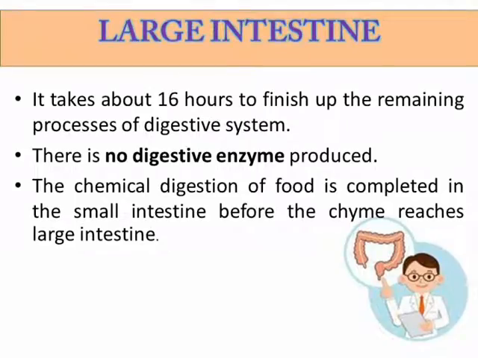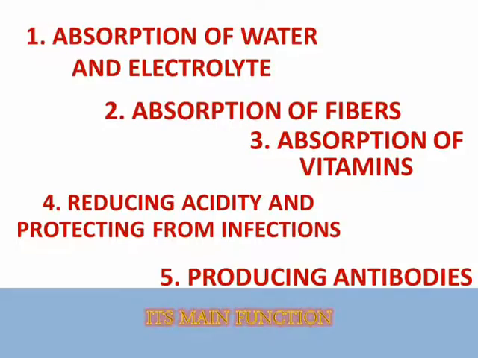The large intestine takes about 16 hours to finish the remaining processes of the digestive system. No digestive enzyme is produced, although some mucus is produced by the goblet cells to lubricate the large intestine. The chemical digestion of food is completed in the small intestine before the chyme reaches the large intestine. Here are the main functions of the large intestine.